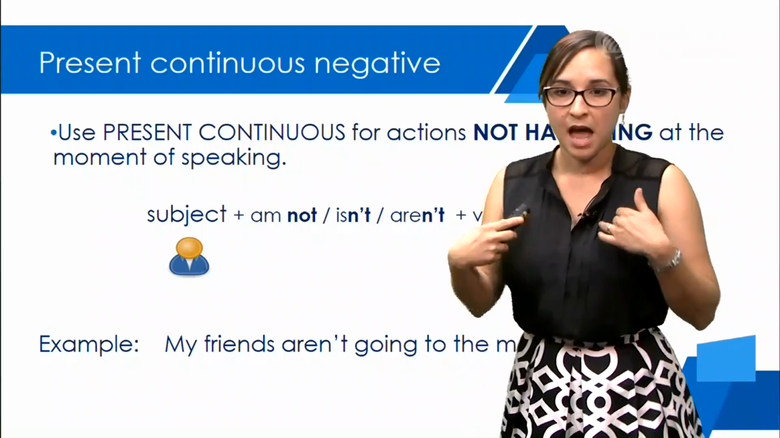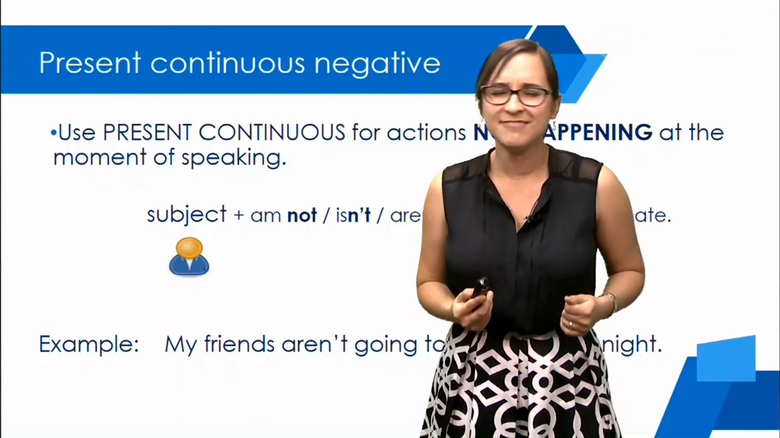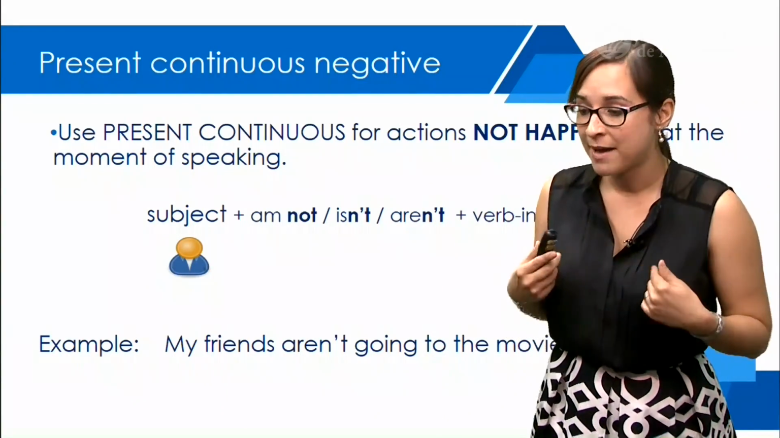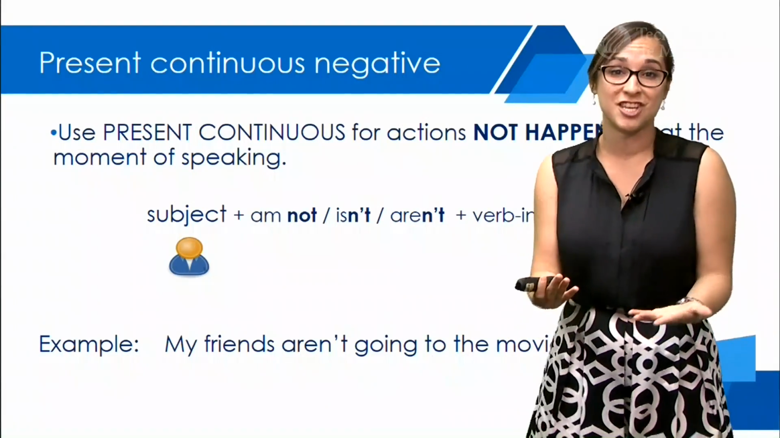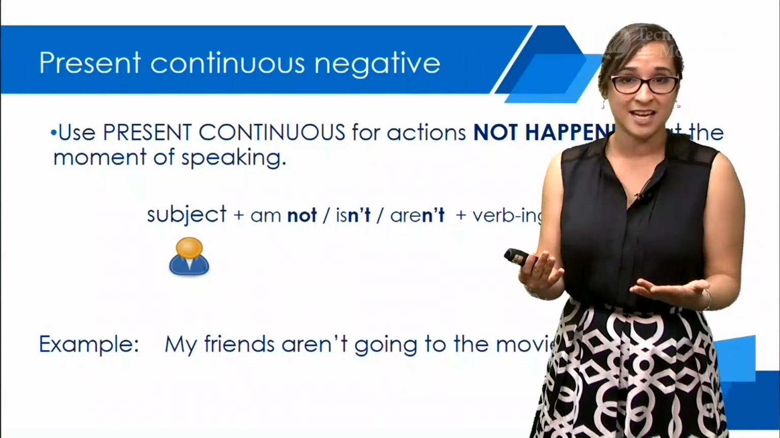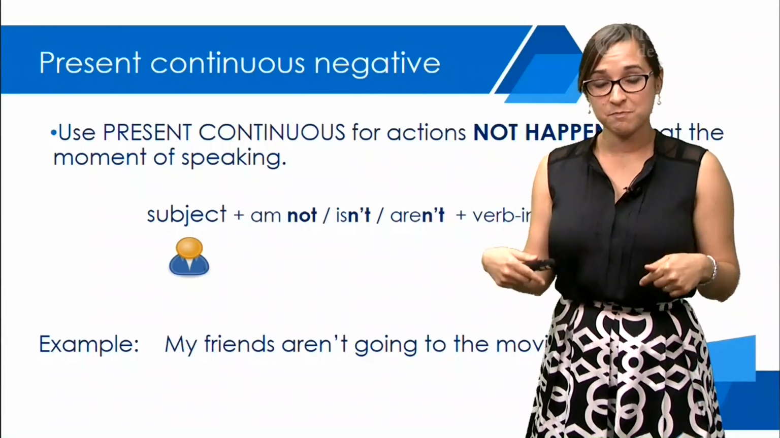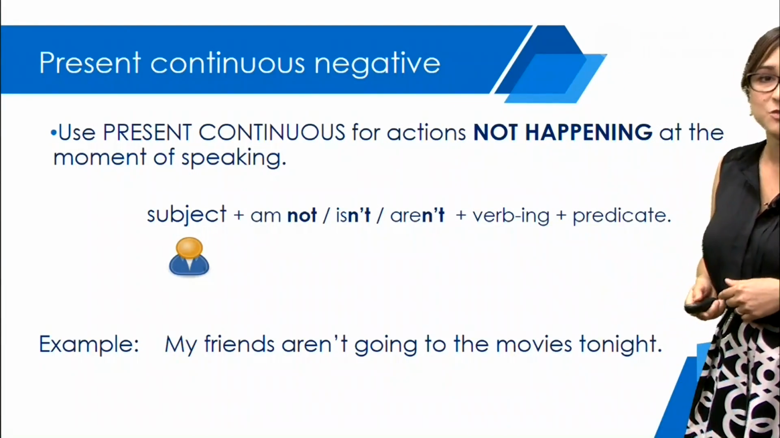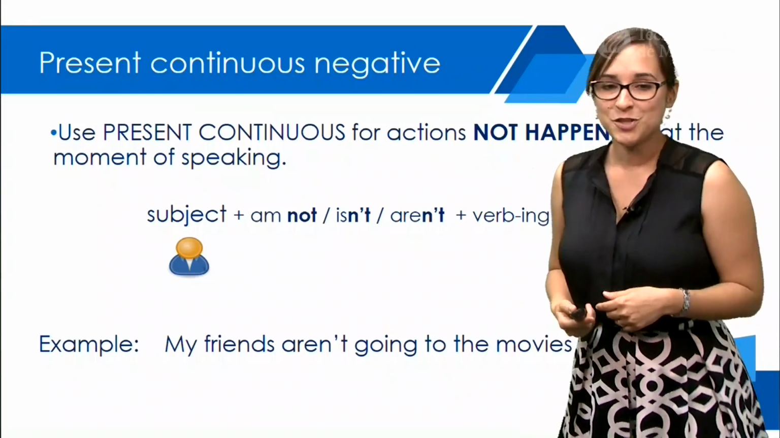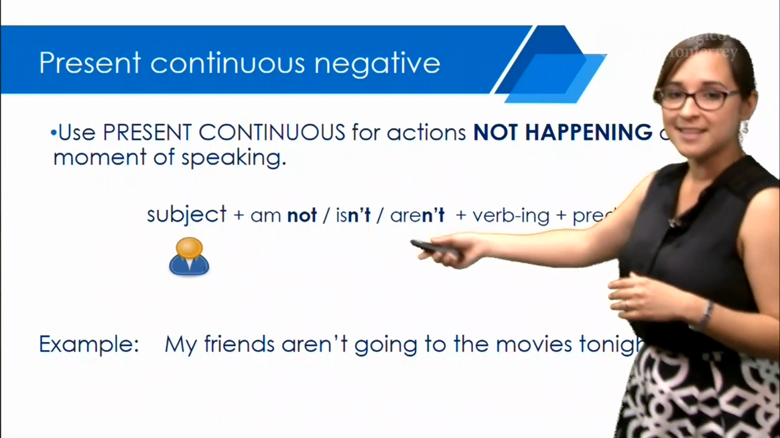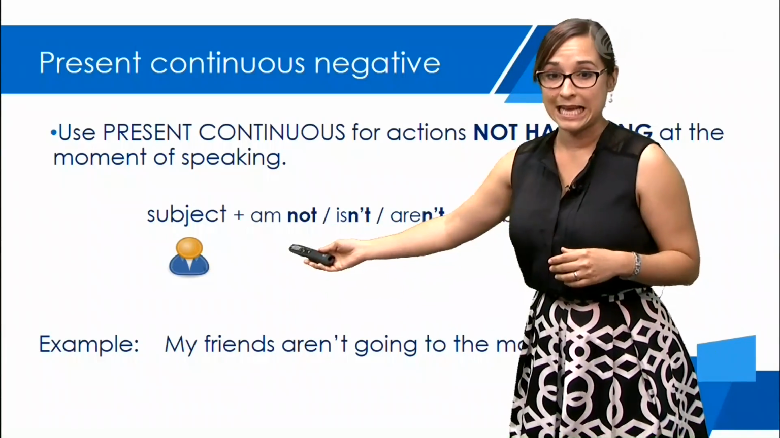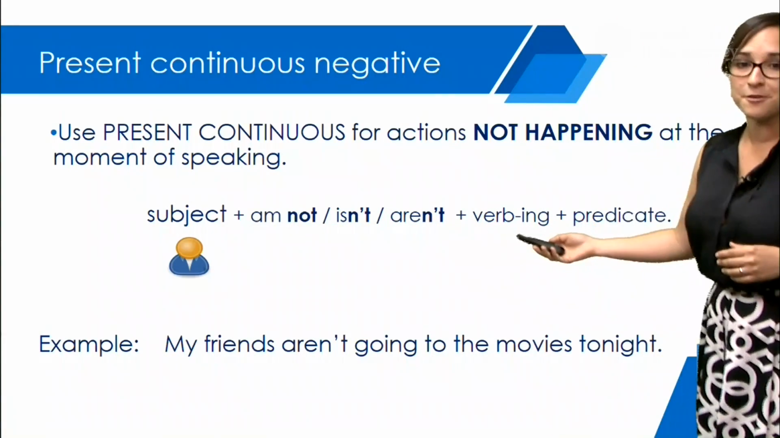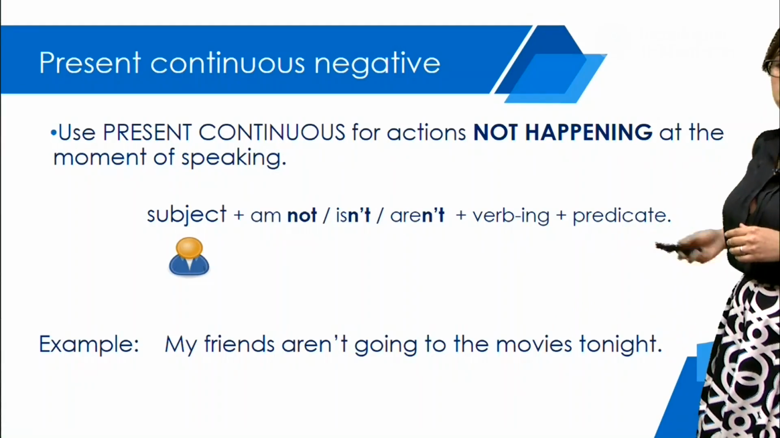For example, am I running right now? No, I'm not running. Am I singing right now? No, I'm not singing, I'm teaching. So when I'm not doing an action at the moment of speaking, I use the present continuous in the negative form. So the formula, the structure, is the subject plus the verb to be in the negative form plus the verb with ing plus my predicate.